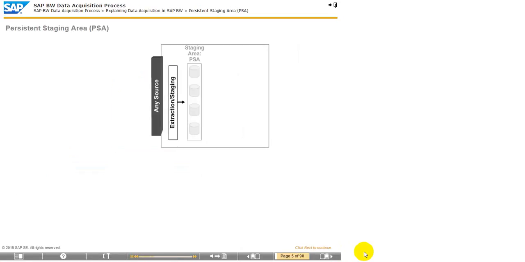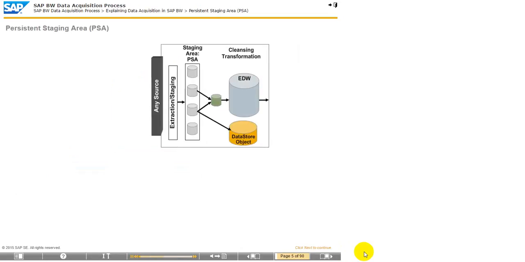In SAP BW, the data acquisition layer is represented by the PSA. The PSA is a mandatory component of the data flow. It is the inbound storage area in BW for data from the source systems. The requested data is saved unchanged from the source system.